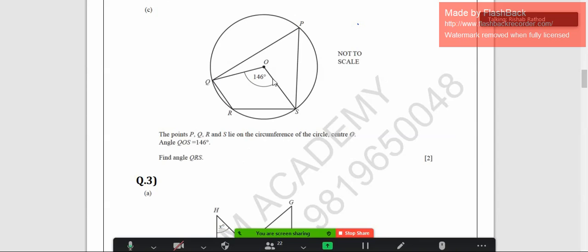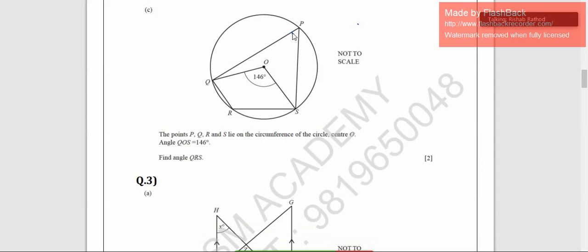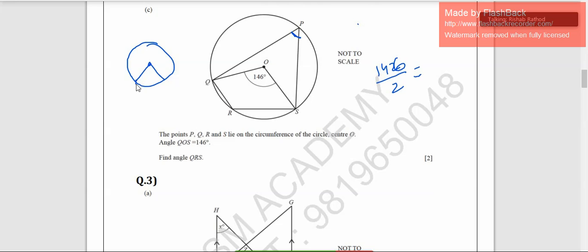So this is 146. You will find angle QRS. So this will be half of 146. Correct. Angle at the center is twice the angle at the circumference inscribed by the same arc, or subtended by the same segment. We all know this property. See, this is a circle, this is the center, and if this is x, this will become 2x. So this is 146 divided by 2, which is 73. This becomes a cyclic quadrilateral.